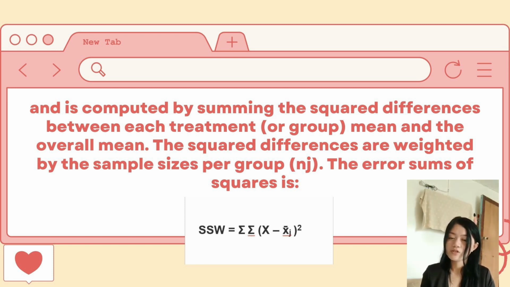This will be illustrated in the following examples. The total sums of squares is this formula.